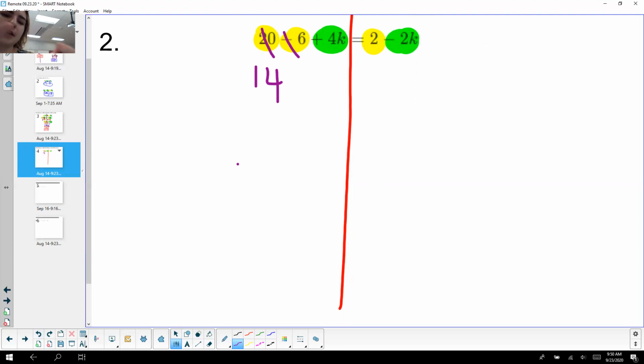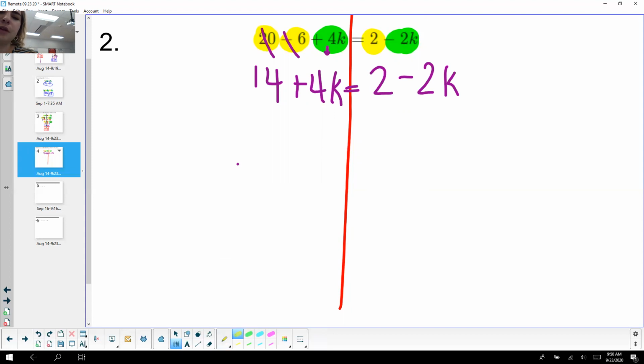So I simplified that left side of the equation, and then I'm going to bring down my 4k because I can't simplify that yet. All right, and then I'm looking at my right side. Is there anything I can simplify or combine? There is not. So I'm going to go ahead and do 2 minus 2k. Just bring it down. I'm going to grab my markers or my highlighters. Make sure you're highlighting your constants in one color and your variable terms in another color.